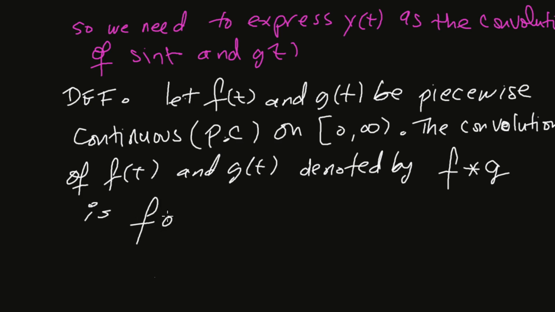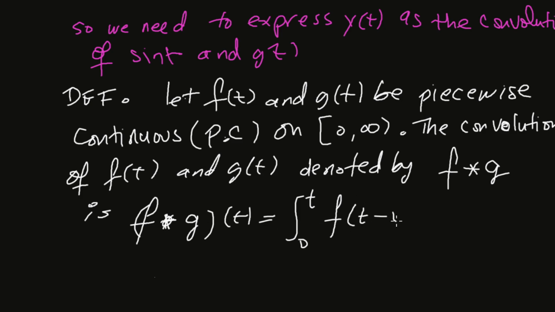So the convolution of f of t with g of t is this integral from 0 to t, pretty much the first function f of t minus v, and the second one g of v dv.